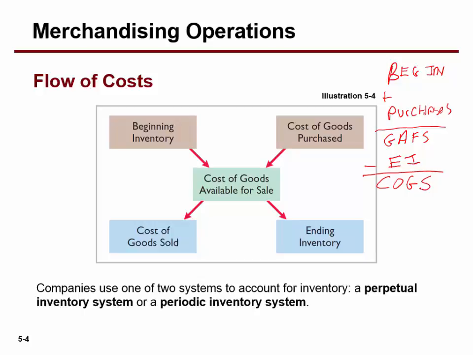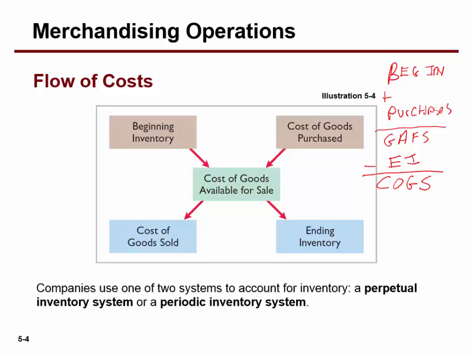I had beginning inventory. I added items that I purchased for the period. That gave me goods available for sale. I subtract off what I still have left. That means the rest of it was either sold or stolen. Somehow it's not here anymore, right? Maybe my employees took it from me when I wasn't looking or whatever. But what?